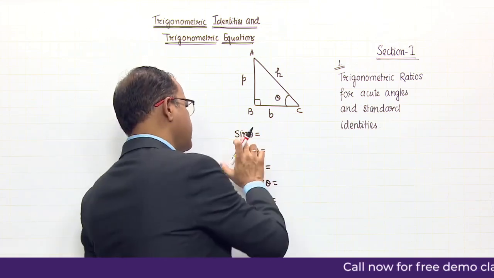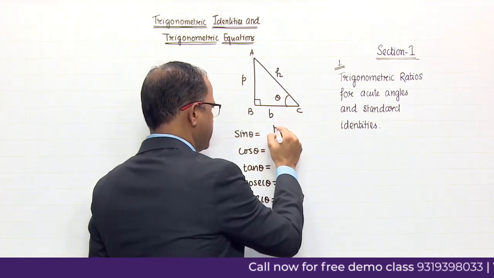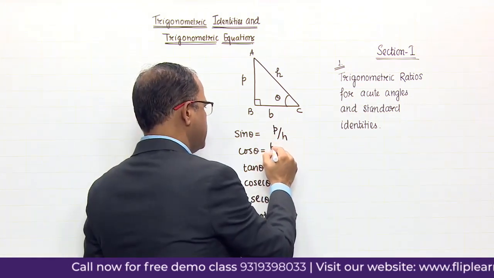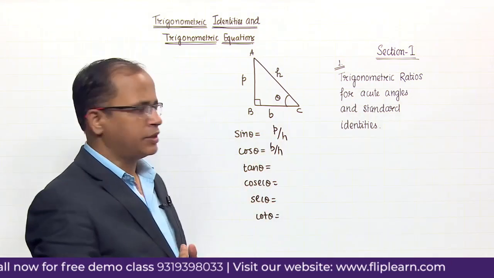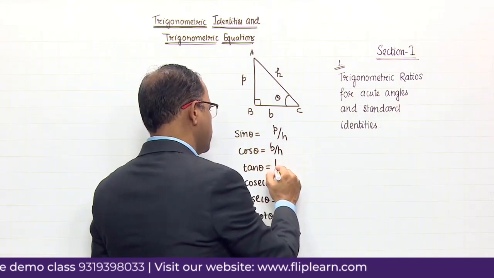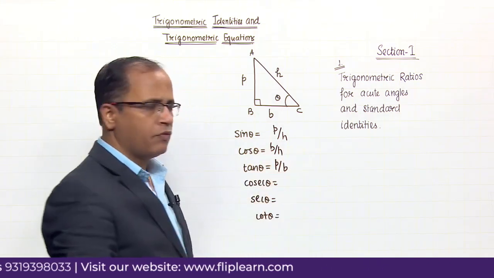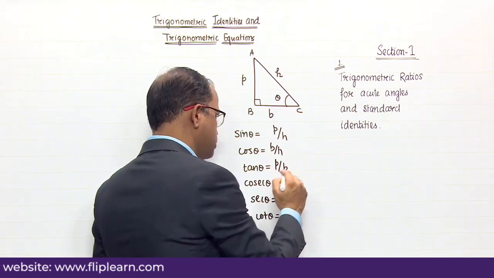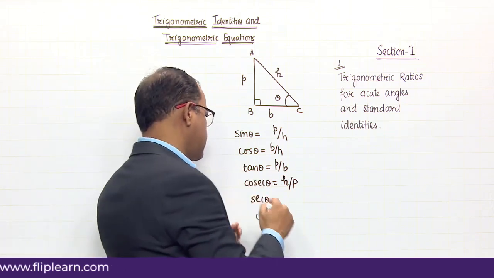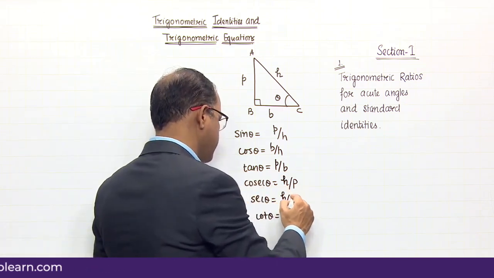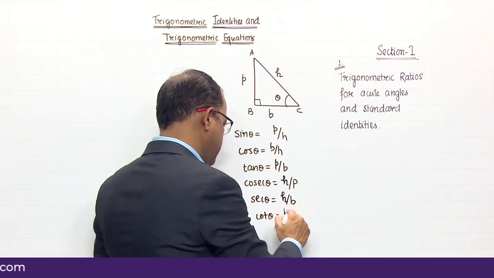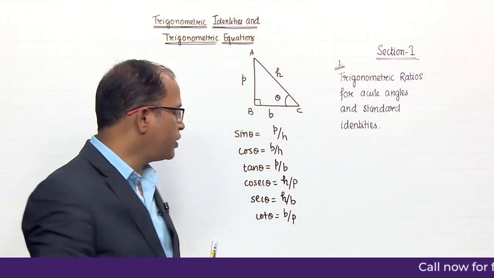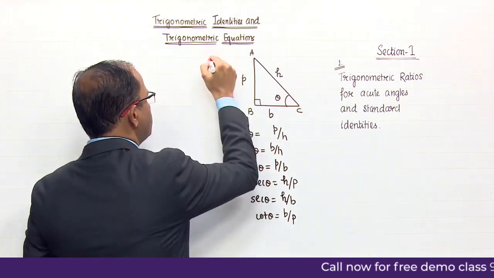So when I talk about sine theta, I talk about P upon H, isn't it? When I talk about cos theta, I take B upon H, right? When I talk about tan theta, I talk about P upon B. When I talk about cosec theta, it is the reciprocal of sine theta, H by P. Sec theta is H upon B. Cot theta is B upon P, right? This is what you have, okay? So this is what we have already done. This is concept number one.